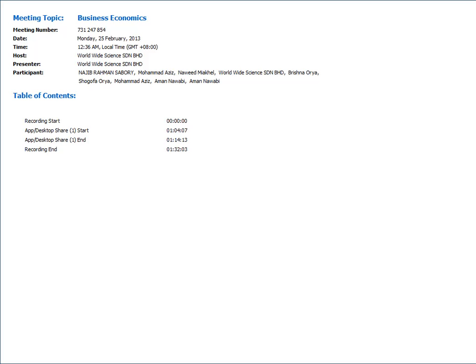Corolla car, when the price of the car decreases, quantities decrease. Okay. So do you think Toyota Corolla is elastic or inelastic with regard to prices?